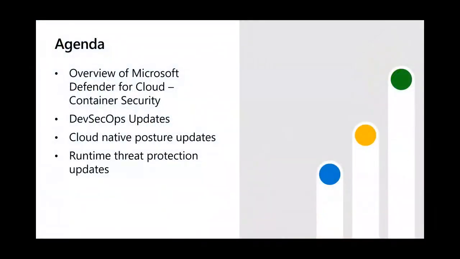So for this discussion, we'll start off reviewing Defender for Cloud and the container security capabilities that we have. And then we're going to break it down into 3 different areas. So looking at the updates that relate to DevSecOps, then we'll take a look at cloud native posture and runtime threat protection.